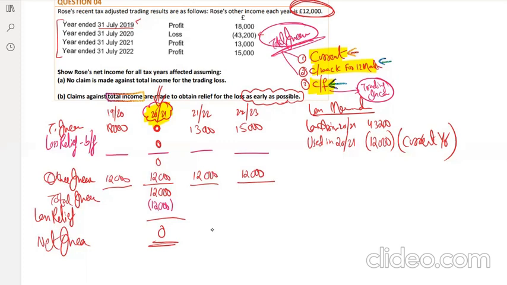Now the second in the sequence. Current is done. The second is carried back. Carried back means previous year, which is 2019-20. Carry forward will not apply here, because carry forward is futuristic. We are going back. 18,000 is the trading income, 12,000 is the other income. The total is 30,000, right or wrong? Till here you are with me? Any problem?